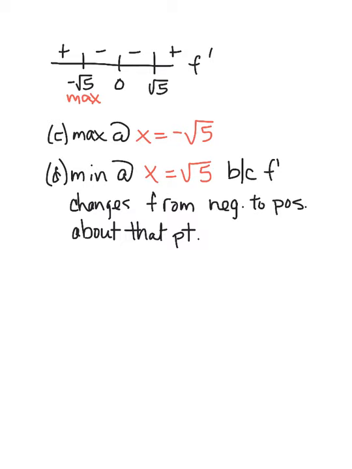And here would be the sentence. We have a minimum at x equals radical 5 because the derivative changes from negative to positive about that point. We'll get more into the sentence writing in the next class, but I just wanted to give you an example of what your sentence would look like. And up here I would have the same exact sentence, except I would say because the derivative changes from positive to negative about that point. All the sentences tend to be the same every single time.